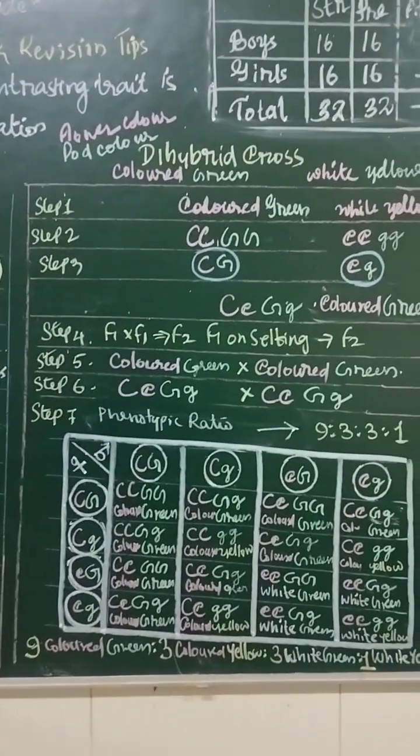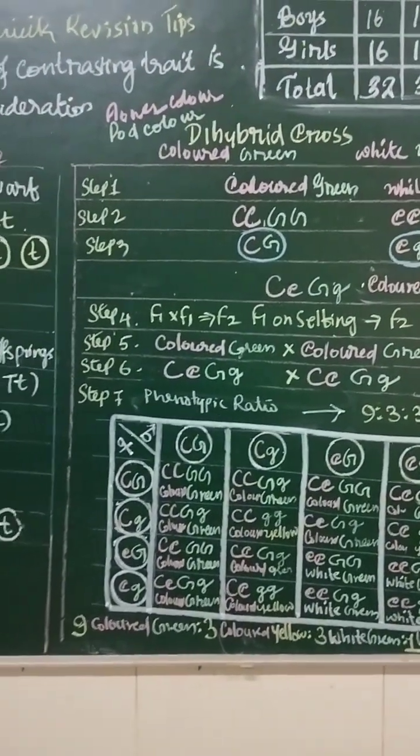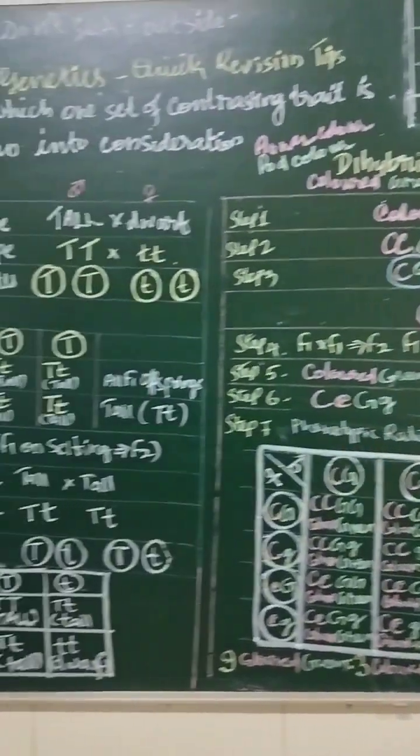So by following the methods in a stepwise approach, you can make the ratios, both phenotypic and genotypic, in a simple way.